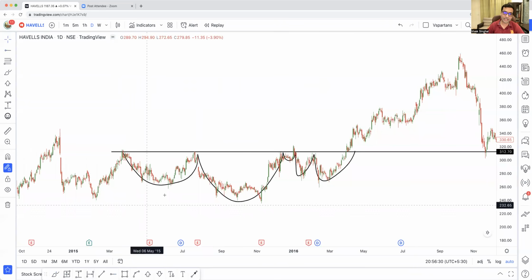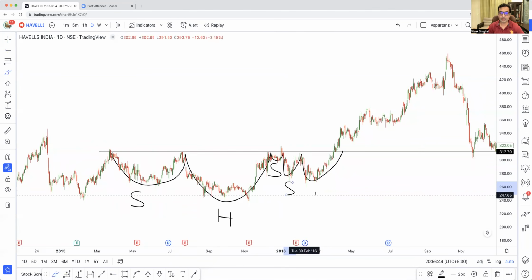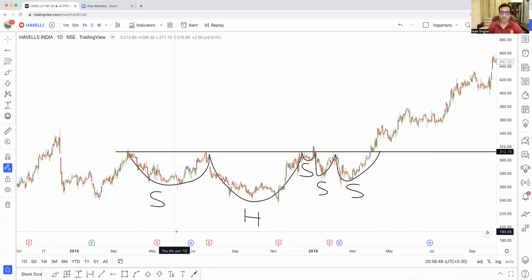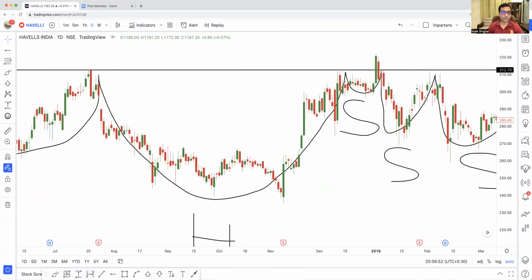So on the left hand side, there is only one shoulder. There is a head. There is shoulder 1, a smaller one. There is shoulder 2 and there is shoulder 3. We will be buying at the base breakout from the first shoulder itself. There is the base and there is a breakout with this green candle.